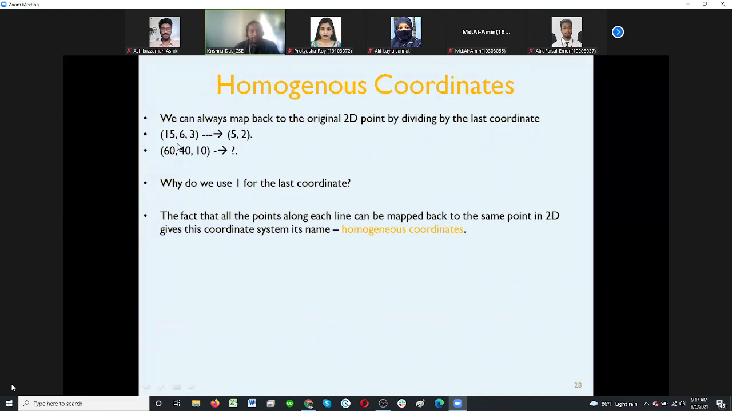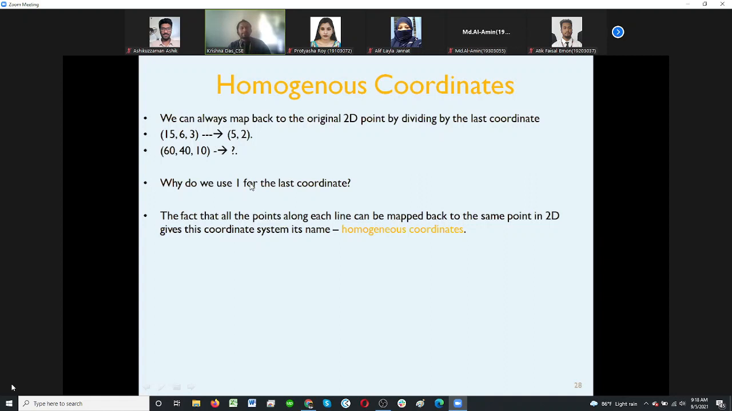Like when we have 15, 6, 3, that means it is 5 and 2, because 3 times 5 is 15, and 3 times 2 is 6. So 5 and 2 is the two-dimensional point that we can put back, right? So then it can be said it's a homogeneous coordinate. So what should 60, 40, 10 be? In two dimensions, 6 and 4, right? That's very easy, as you can see.